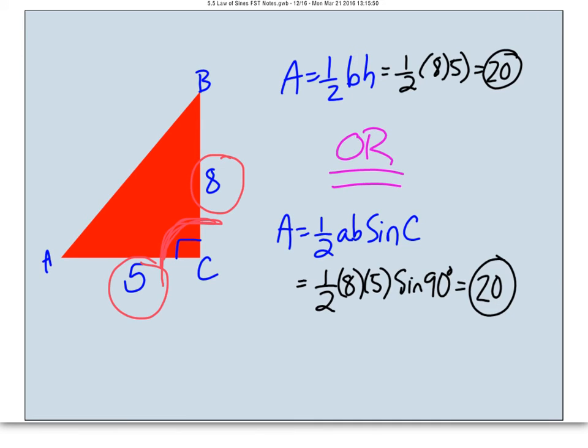So this formula here that we learned today is actually even better than the one that you've known for years. This will work on any triangle whatsoever. You will not have to drop an altitude to do it, and it can really save you some time.